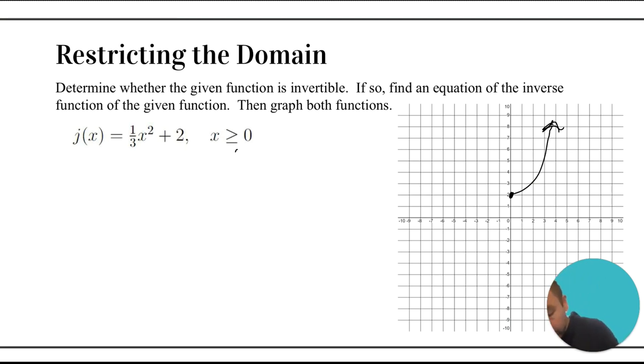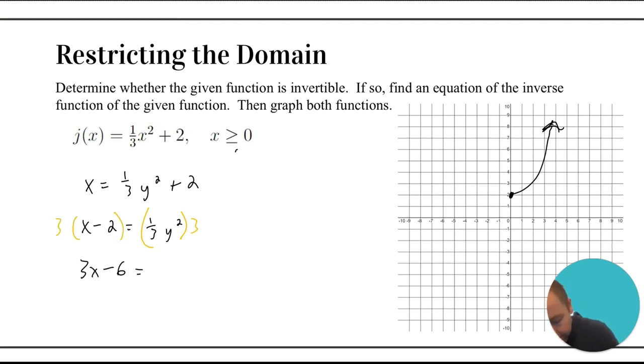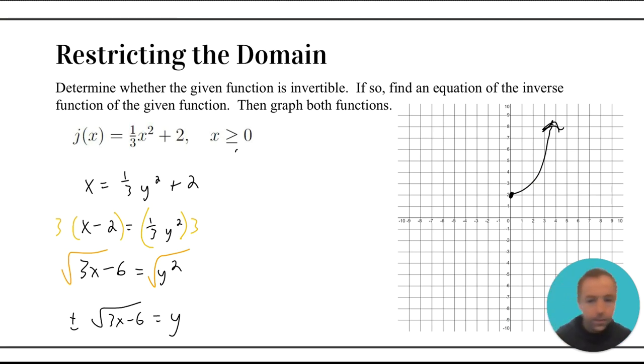And so when we solve, and we have now x equals 1/3 y squared plus 2, solve for y, so subtract 2 first, we get x minus 2 equals 1/3 y squared. And then multiply by 3, and you have 3x minus 6 equals y squared. And then take the square root of both sides, you're going to get both plus minus the square root of 3x minus 6 equals y then.